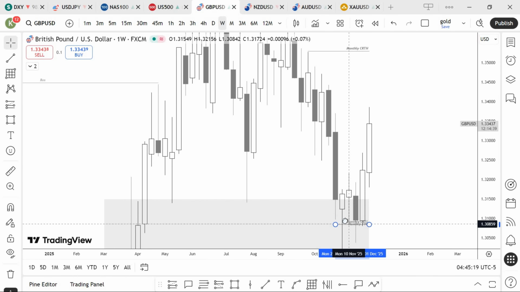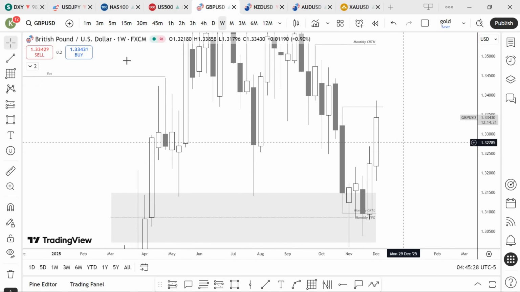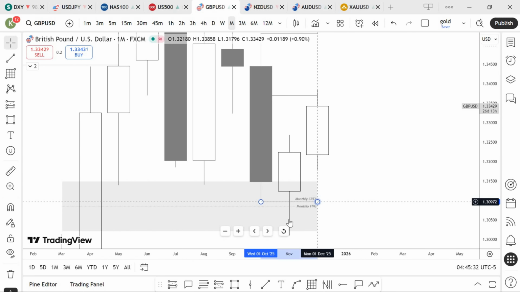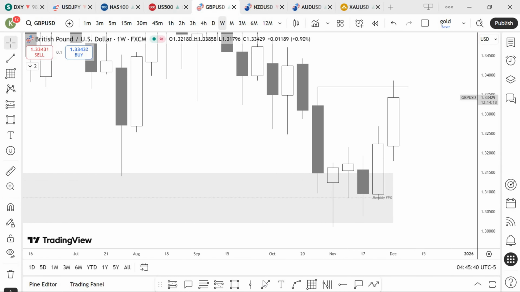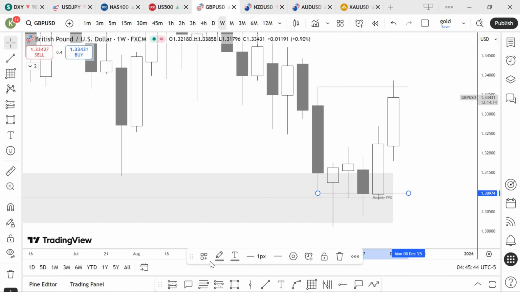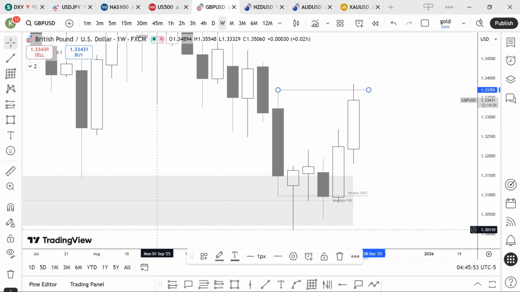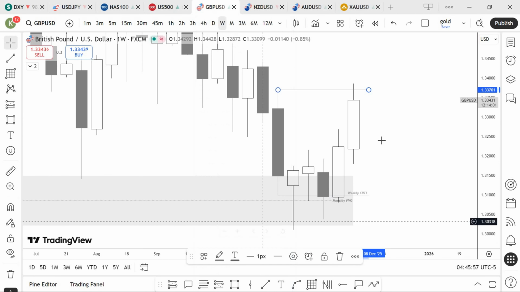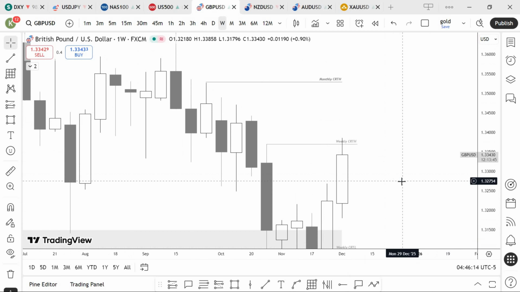Okay, in the weekly time frame, we have another anticipated weekly CRT. As you can see there, we have the weekly CRT low and the weekly CRT high. So those are the levels in the weekly time frame where we anticipate price to go through.